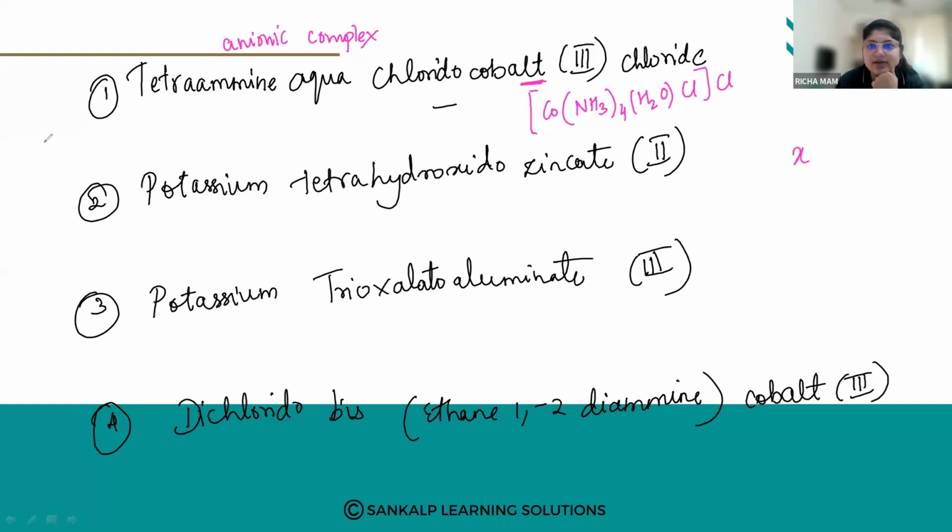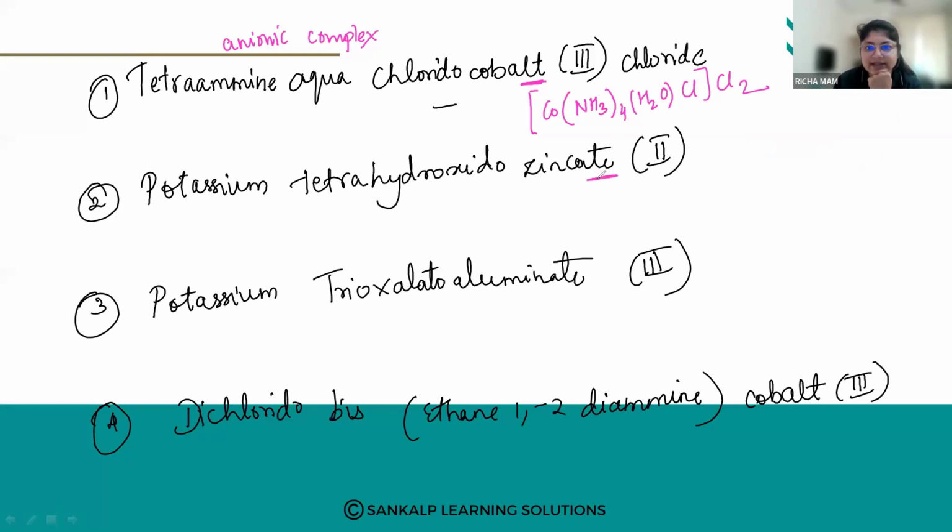So let us find out how much chlorine should be taken. Cobalt is 3 plus 0 plus 0 minus 1 equals X. So this will be 2, so X is equal to 2. So chlorides will be 2 here. Okay, next one.